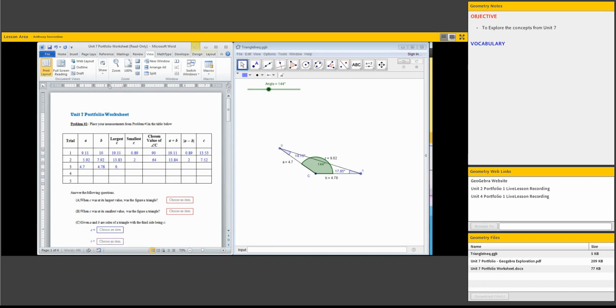The largest value of C would be 9.48. No, sorry, take that back. I don't know that yet. My chosen value of angle C is 144 degrees. If I add those together, I get 9.48. If I subtract them and take the absolute value, I get 0.08. And C is 9.02. And again, I'm going to try to see what the largest and smallest values of C could be.